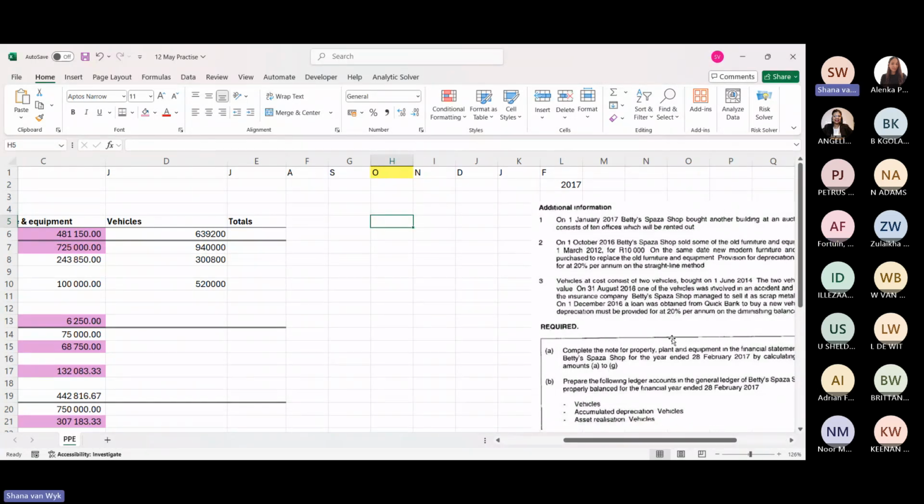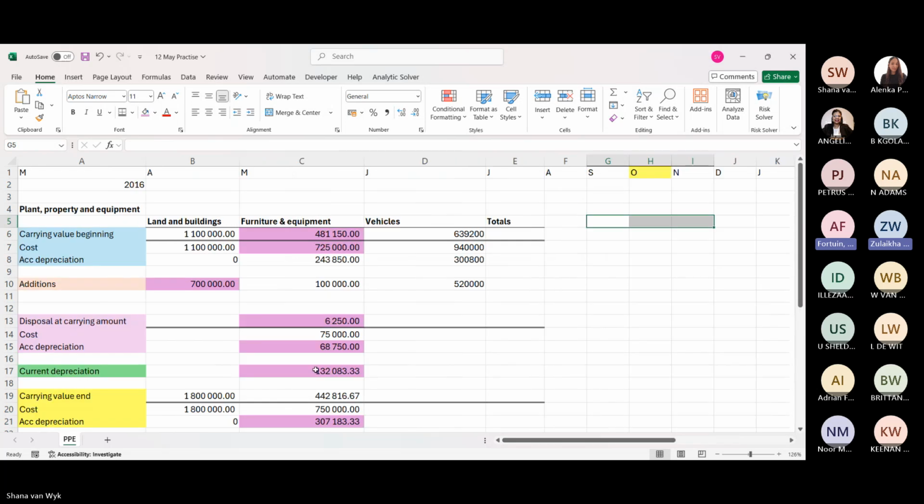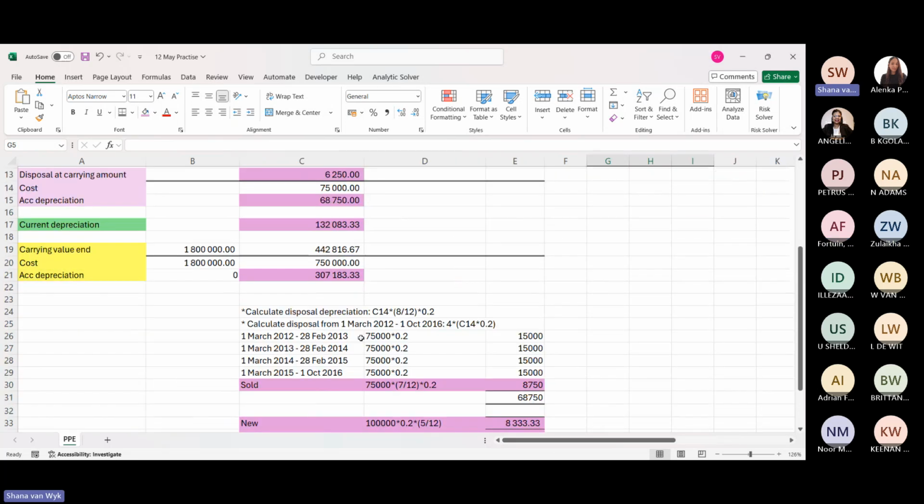So let me just make general ledger accounts. Can I make a T account? No, you must make a T account. A general ledger is a T account. Do it at the bottom of this example. Are we not going to finish vehicles first? No, the T account is finished.